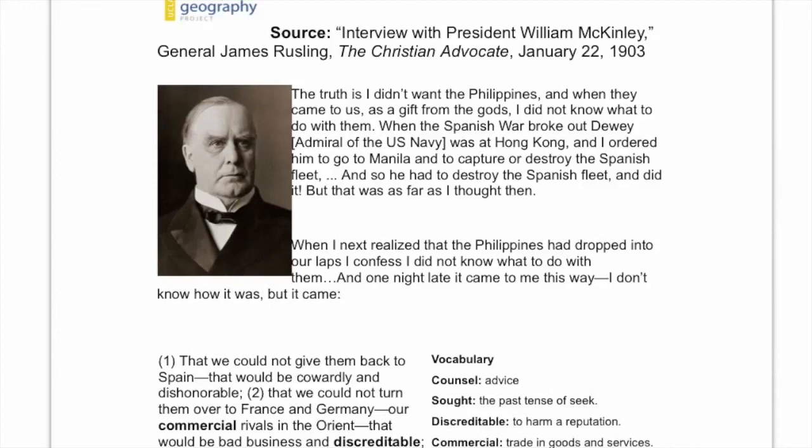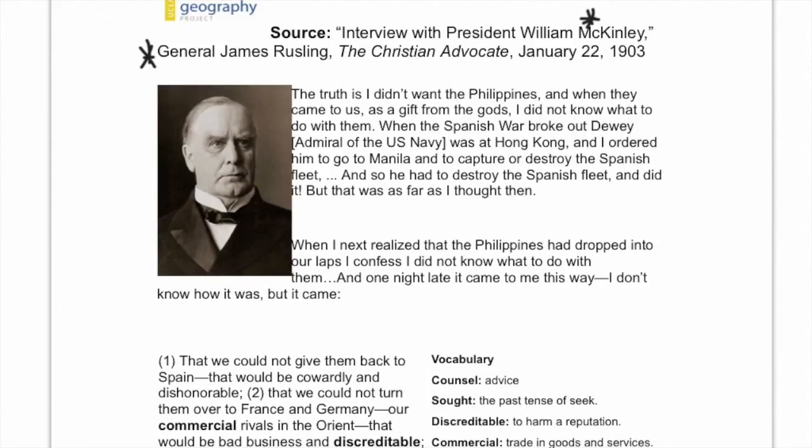Who wrote this document? We're going to write a star next to the author. Now, this is interesting because it's an interview, so although these are William McKinley's words, it was written by General James Rusling. We also should put a star next to McKinley's name since he is the one being interviewed. So this brings up an interesting discussion point about the author and his reliability, and we'll discuss that in a bit. But first, let's continue to examine the author.